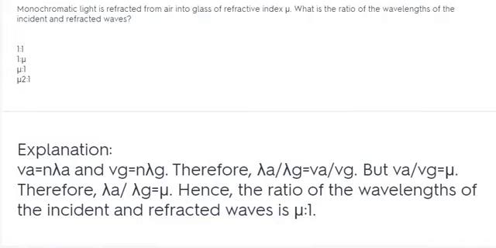Monochromatic light is refracted from air into glass of refractive index. What is the ratio of the wavelengths of the incident and refracted waves? 1:1:1, 1:1. Explanation. Va equals Na and Vg equals Ng. Therefore, Ra per Rg equals Va per Vg. But Va per Vg equals. Therefore, Ra per Rg equals. Hence, the ratio of the wavelengths of the incident and refracted waves is 1.